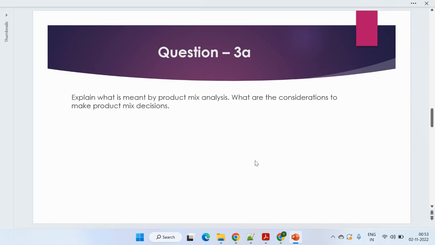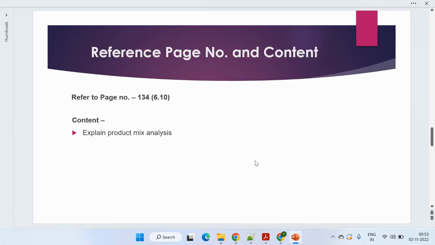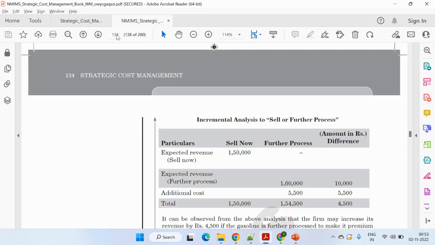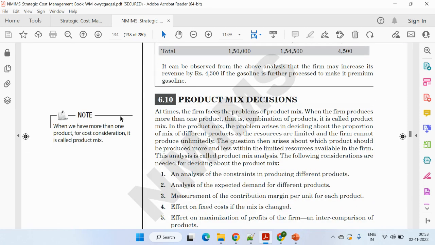It's product mix, which I think you have studied in the marketing subject in SAM first. You can refer to that book as well, or you can directly go to page number 134. Product mix is basically when the same company is producing n number of goods in different sectors. The best example is the FMCG sector.